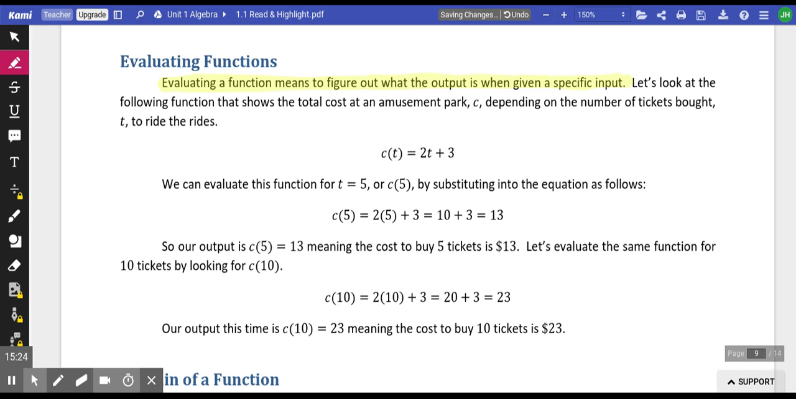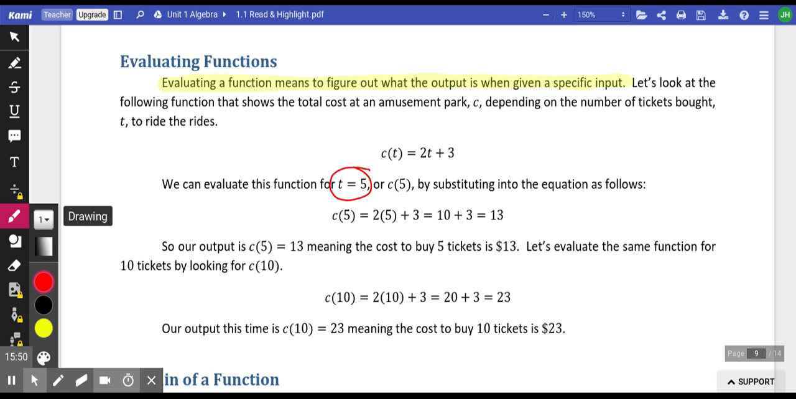Let's look at the following functions that show the total cost of amusement park C, depending on the number of tickets T to ride the rides. So we do the function of T, or C of T, that's how we say that, C of T equals 2T plus 3. We can evaluate the function for T equals 5, or C of 5. Now you see this? This and this are the same thing, okay?